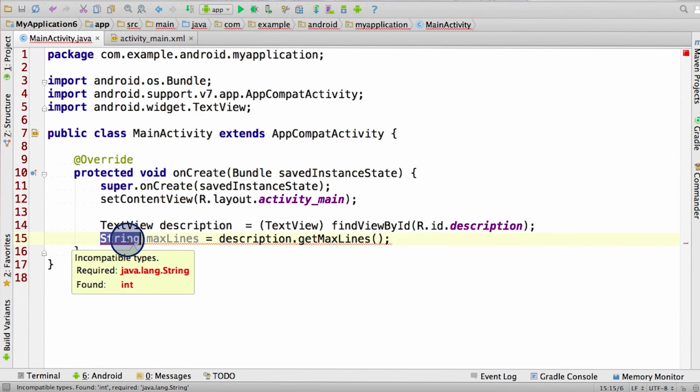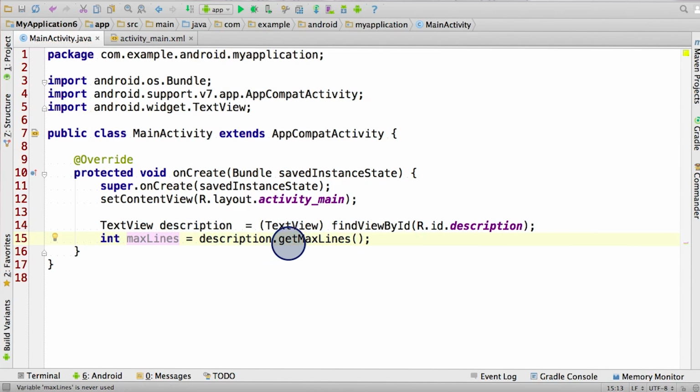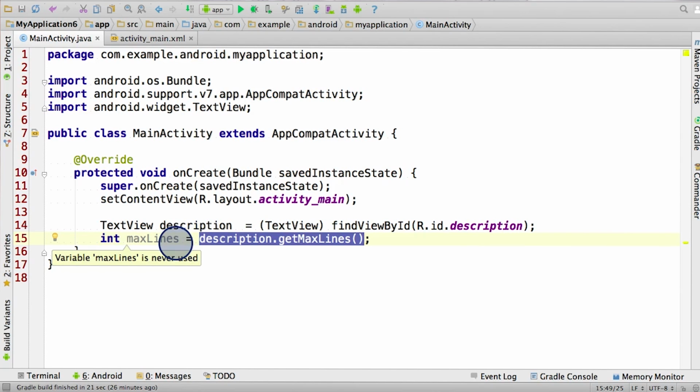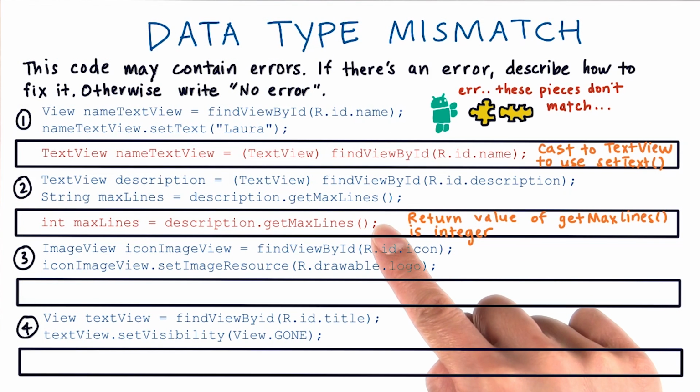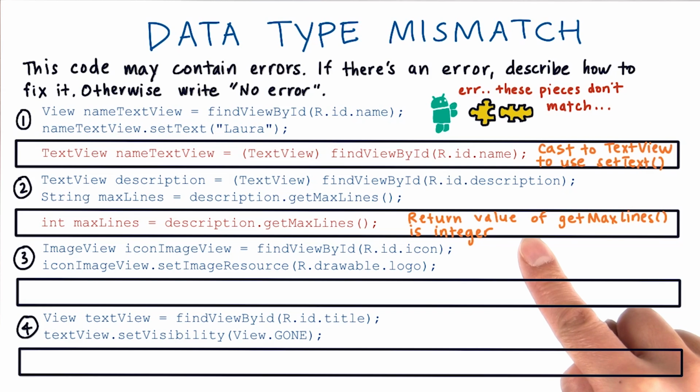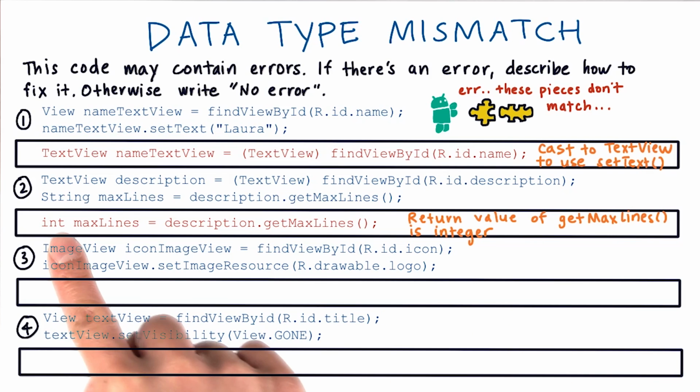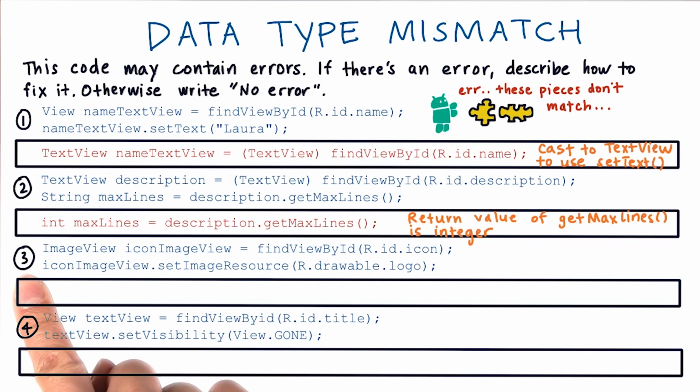As a result, I need to change this data type of the variable to be an int. Then the error goes away. So the return value of this method is an integer, so we can store it inside this maxLines variable. There is a warning still remaining, saying that the variable maxLines is never used, but this is just a code snippet. I assume that if this wasn't a regular app, we would actually want to use this variable later. So the error is on line 2, and here's the updated code. The general explanation is that the return value of this method should be an integer. Let's move on to number 3.